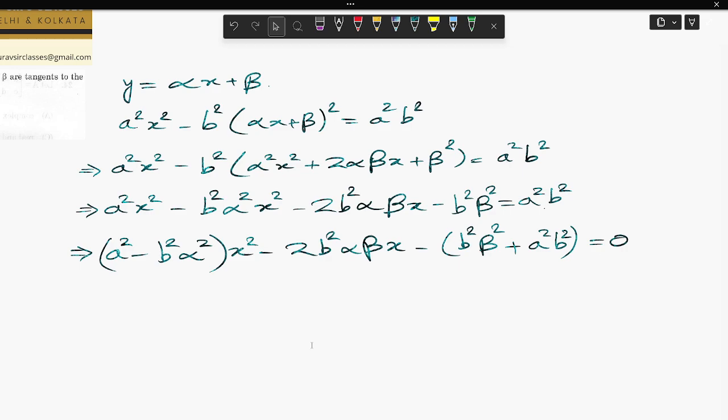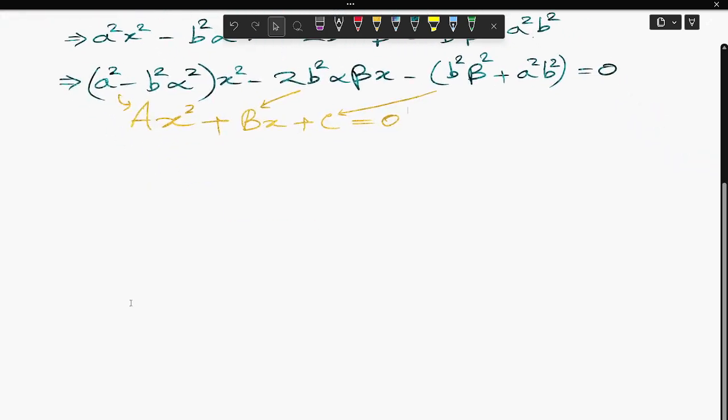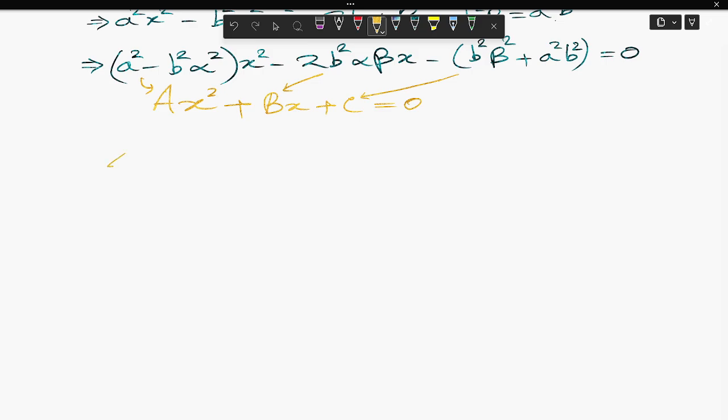Okay. So for tangency, the quadratic equation in x must have exactly one solution, meaning the discriminant must be 0. So let us think of this as my quadratic equation, which we can write as a x square plus b x plus c equals 0. So this will be a, this will be b, and this will be c. So what will be the discriminant? We know that it will be delta, which equals b square minus 4ca. Let us use it in our question, so that has to be equal to 0.